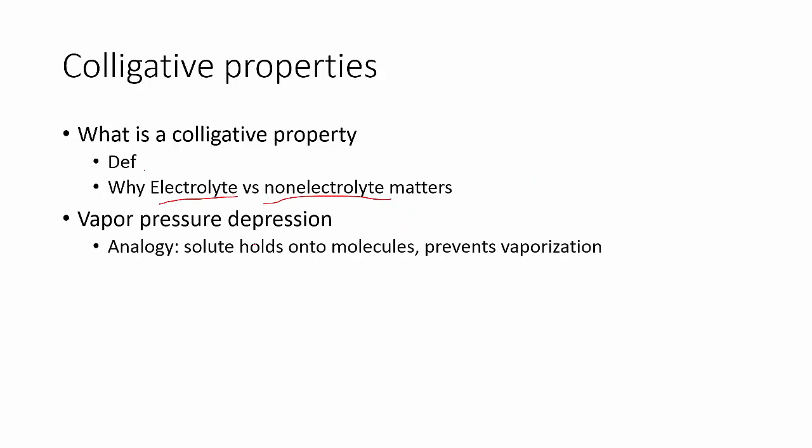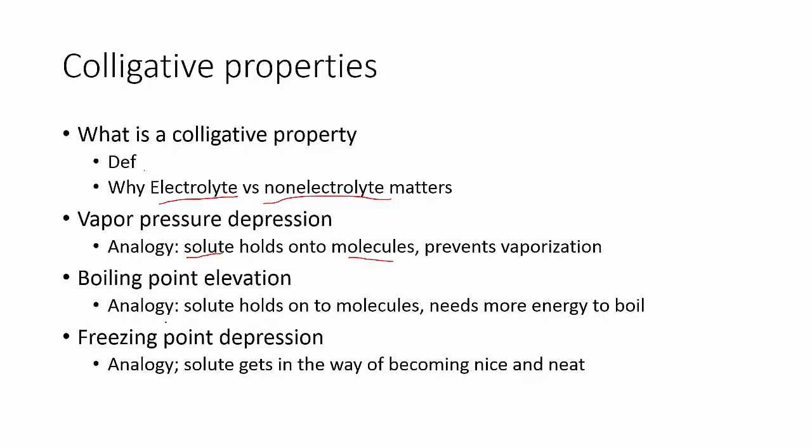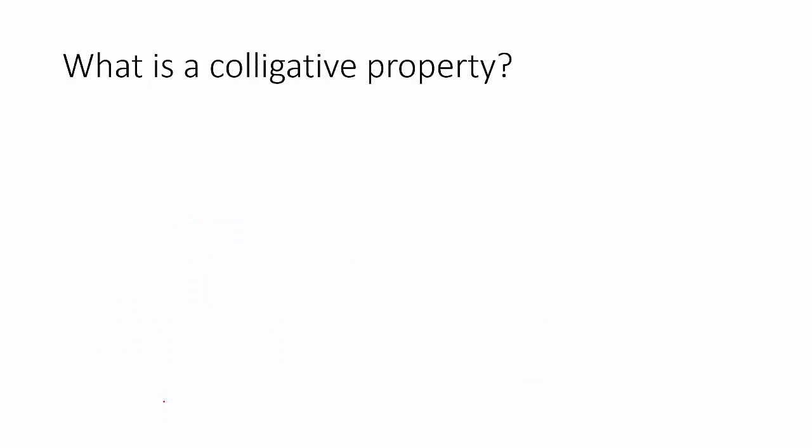We'll talk about vapor pressure depression, and I have an analogy for you where it's basically the solute holds on to the molecules and prevents vaporization. It'll make more sense after I have some images. Boiling point elevation, I have another analogy where the solute holds on to the molecules, so you need more energy to boil, which is why you got to get the temperature up. And freezing point depression, an analogy being the solute gets in the way of becoming nice and neat, like in the solid phase. So it needs to get even colder in order to get that nice and neat arrangement.